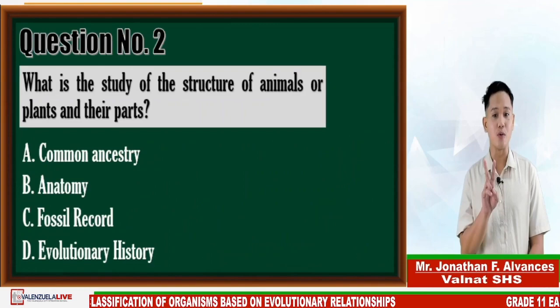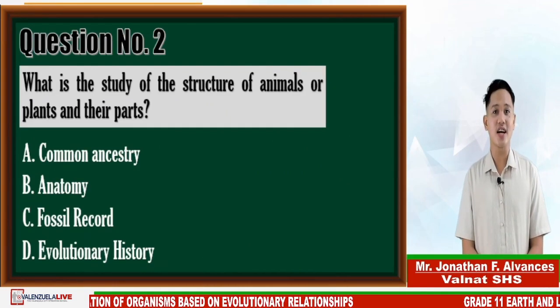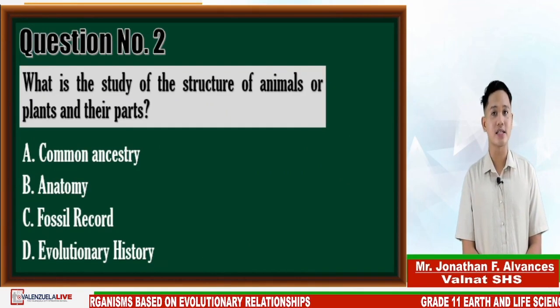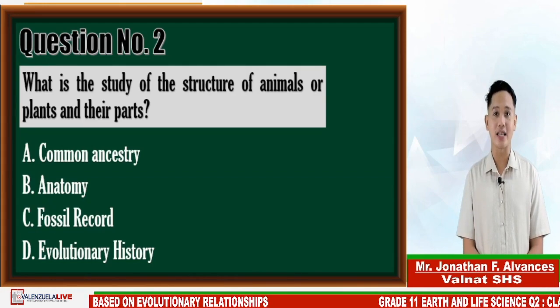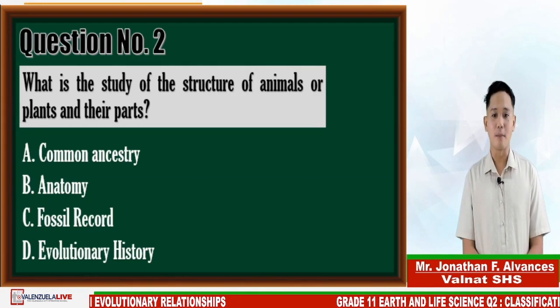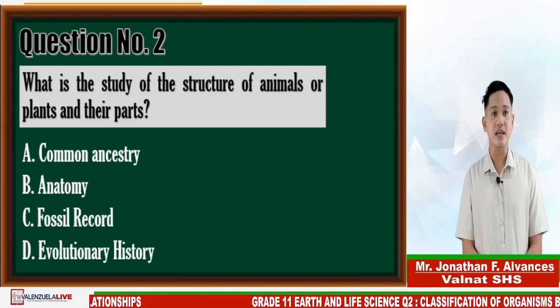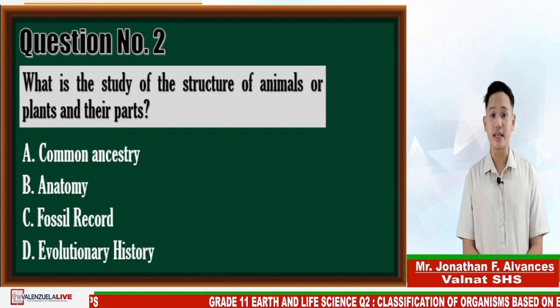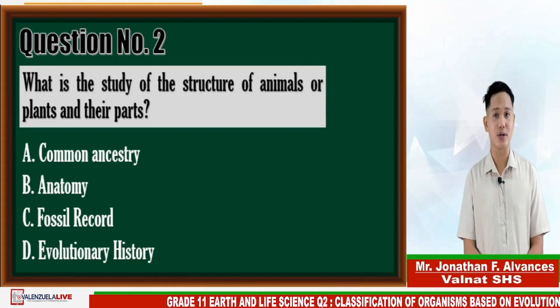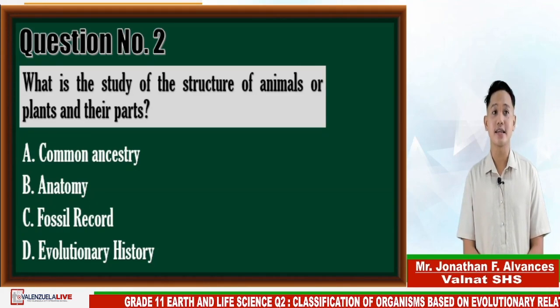Question number 2. What is the study of the structure of animals or plants and their parts? A. Common ancestry. B. Anatomy. C. Fossil record. Or D. Evolutionary history. Time starts now.